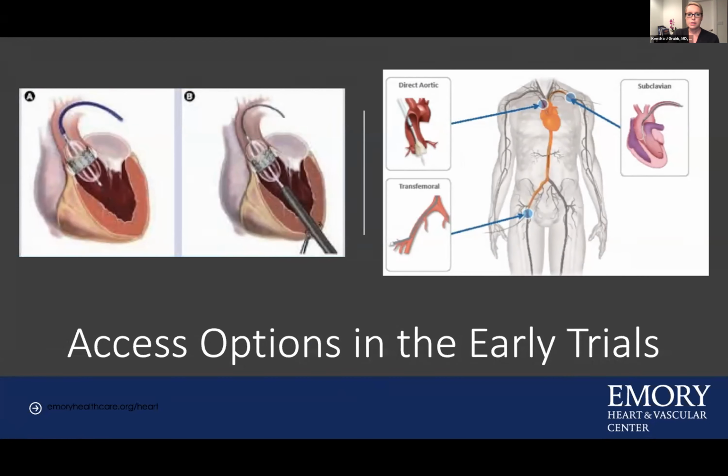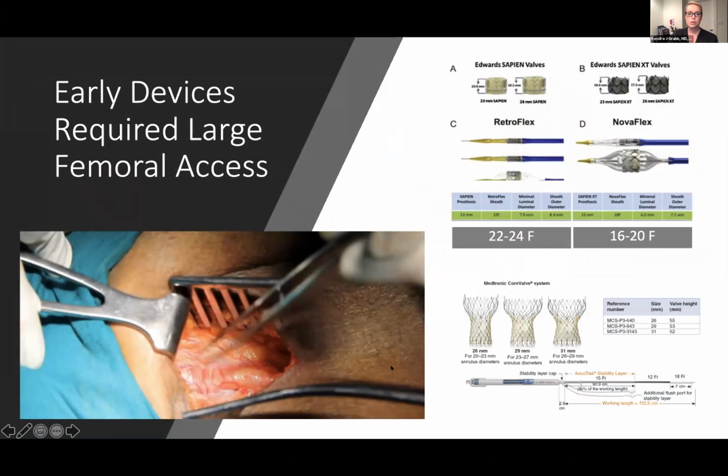Part of the reason why we needed some alternative access was that the early devices required extremely large bore sheaths. Oftentimes this required a femoral cut down. As you can see, the early Sapien devices required a 22 or 24 French sheath, and then down to 16 or 20 French sheath once XT came into the picture. And the early CoreValve Classic, 18 French outer diameter. So these required very large access in patients who were often elderly and frail with heavily calcified vessels.